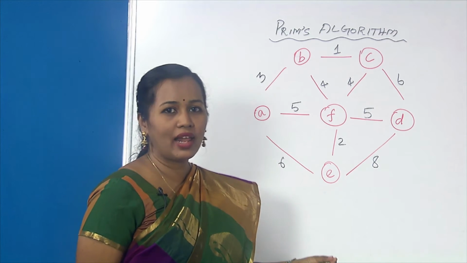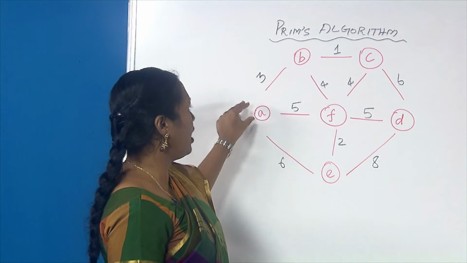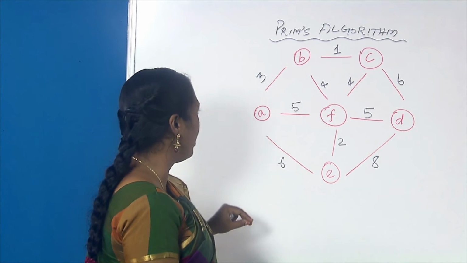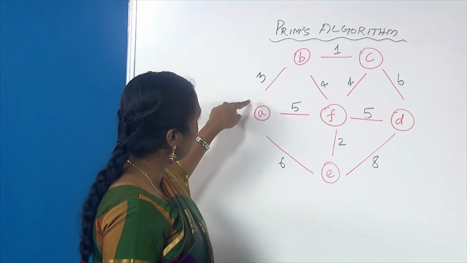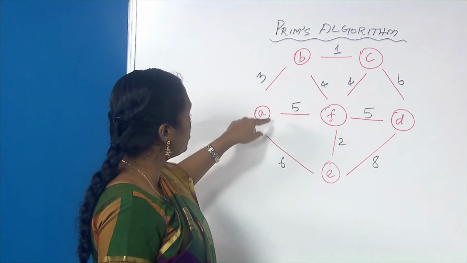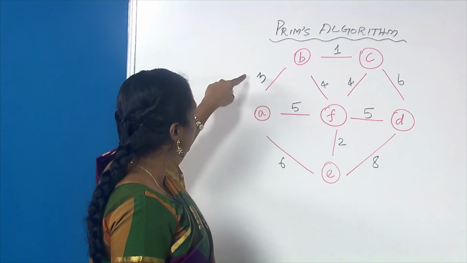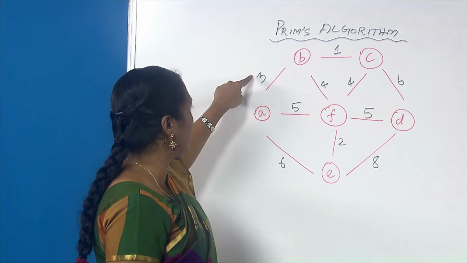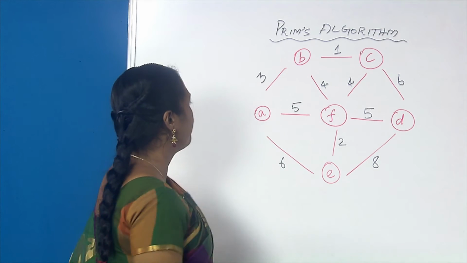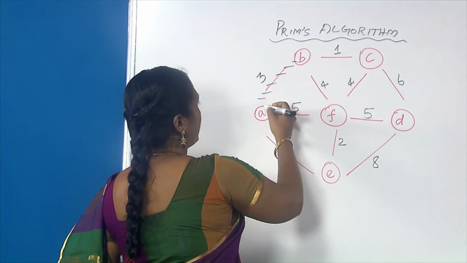Now, in Prim's algorithm, we usually start with a vertex. So, let us take A in an arbitrary manner. Now, A can go either of two ways. The next vertex can be chosen in either of two ways. You can either go to F or you can go to B. But since 3 is the minimum edge here, the edge with the minimum weight, I am going to go with B. Therefore, I choose this edge and this vertex.